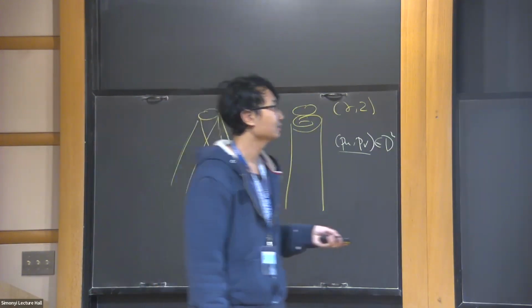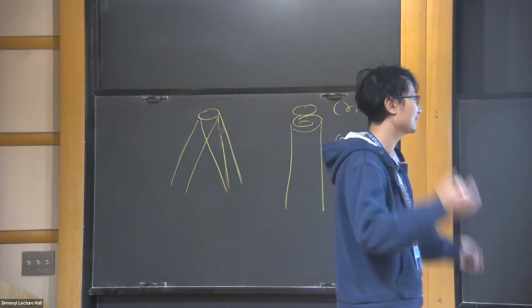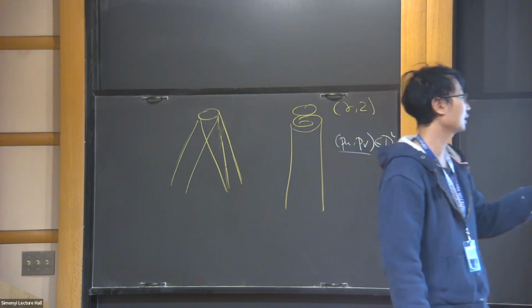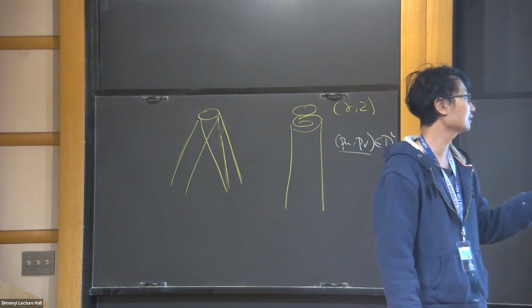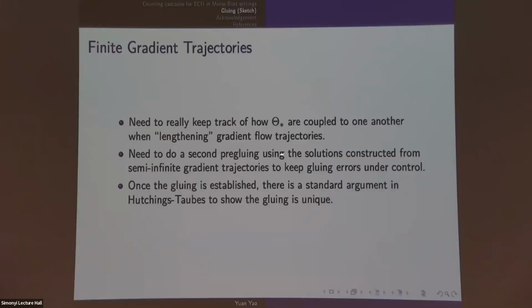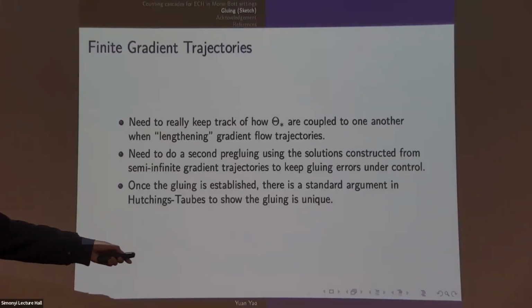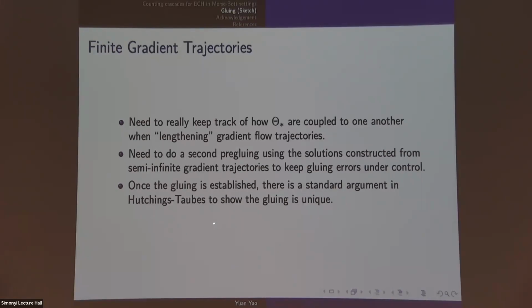Yes. Okay. So then, basically you need to control how the thetas are coupled to each other, and you need to do a second pre-gluing, basically what I wrote over there, to control how the coupling works. And then once that is established, there's a standard argument from Hutchings and Taubes to show the gluing is unique.